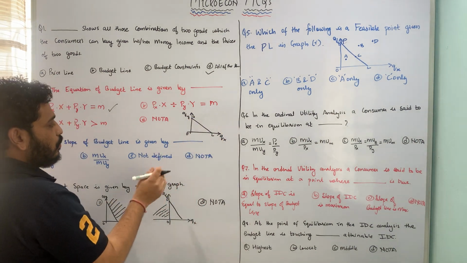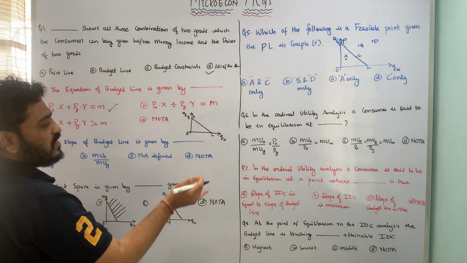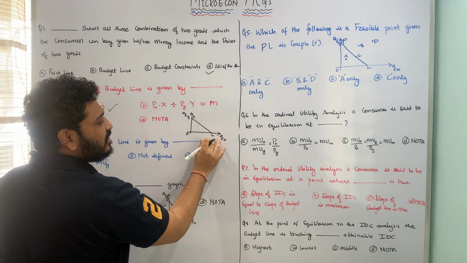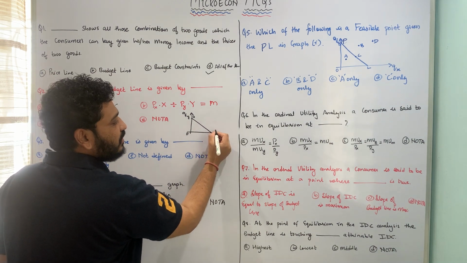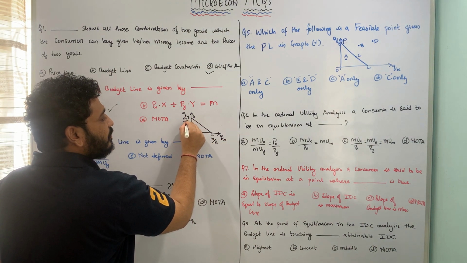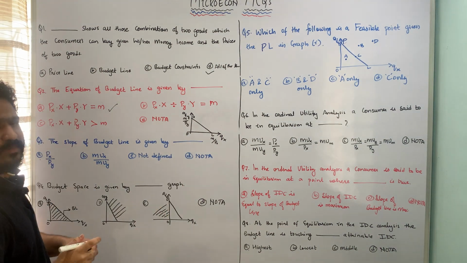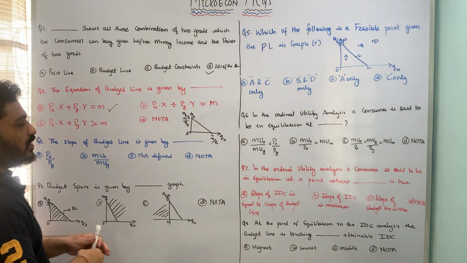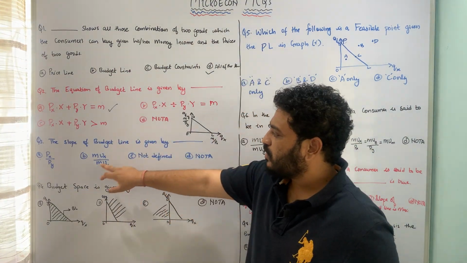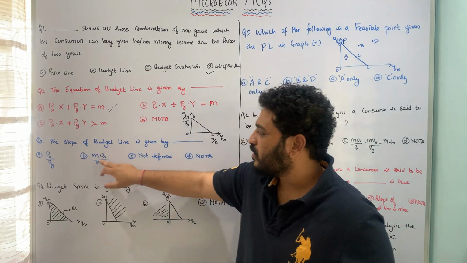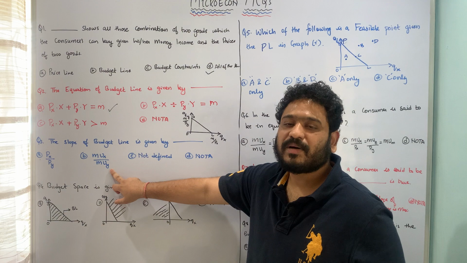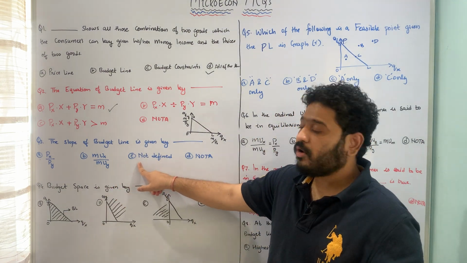So now what is the slope of this? If at all you know the slope point form, here the intercept at this point is given by obviously my money income M divided by price of X, and here it is given by M divided by price of Y. And when you use the slope point form or you find the slope of any line, you will get one of these options. Let us see now what can be the possible option, whether it is A, Px upon Py, whether it is B, Mux divided by Muy, that is marginal utility of X divided by marginal utility of Y, it is not defined at all, or none of the above.